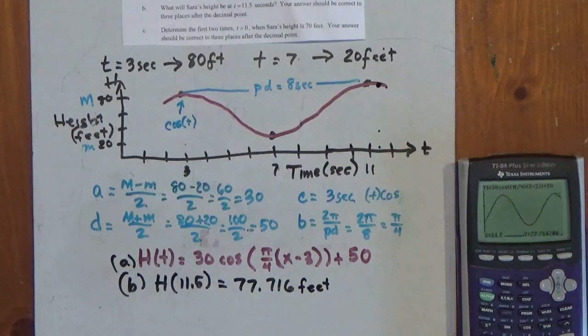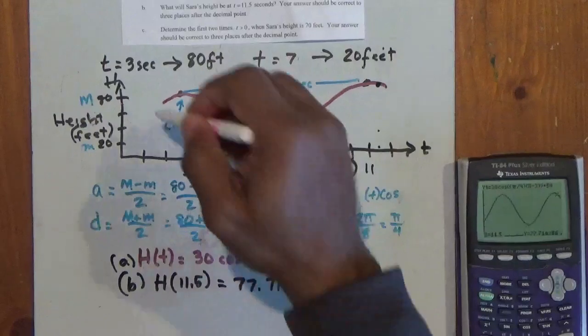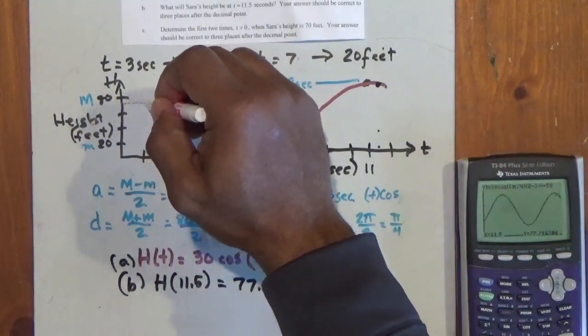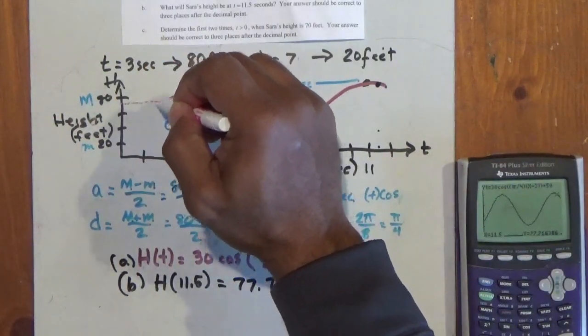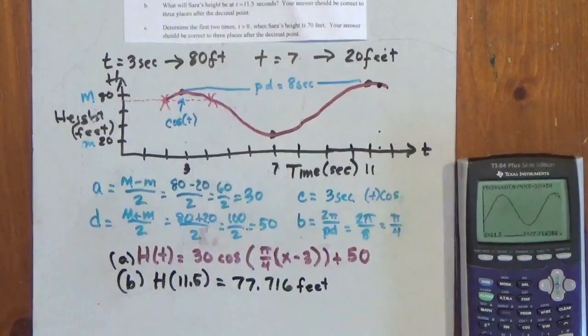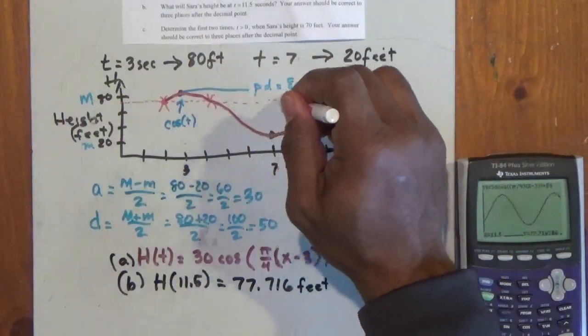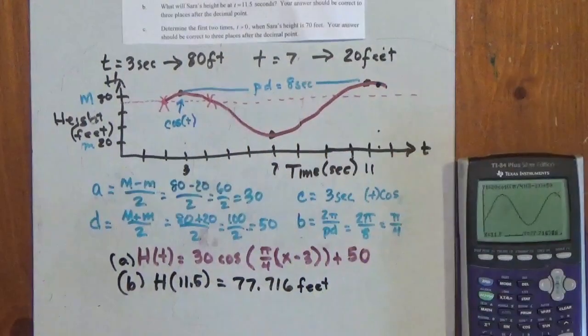Excuse me. Determine the first two times when Sarah's height is 70 feet. So what we're talking about is if we're at 70, this is about 70. We want to know the first time and the second time that the height reaches 70 feet.